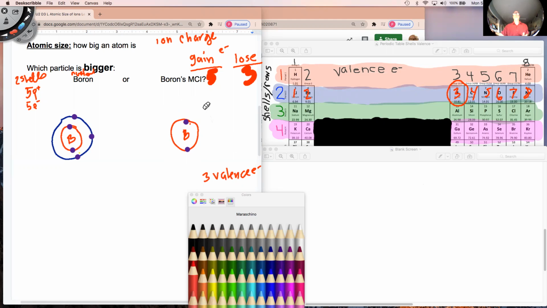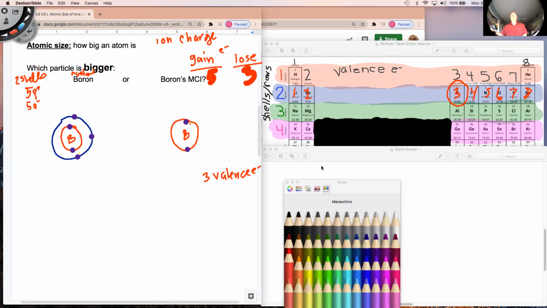And this is going to be, all of a sudden, now we have boron. Boron has, ladies and gentlemen, 5 protons, but now how many electrons do we have? We just got rid of 3 electrons. You can see there's only 2 electrons left. So what would be the charge on this one? That would make boron have a charge of 3+.